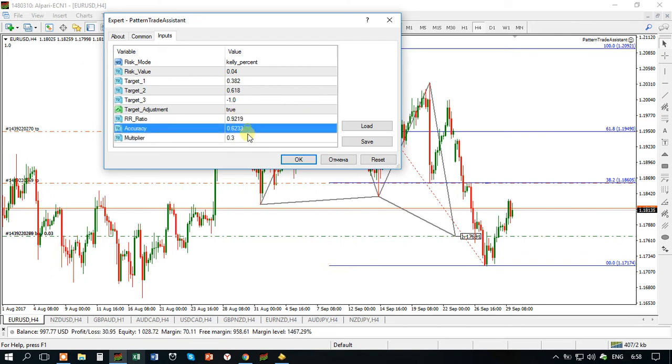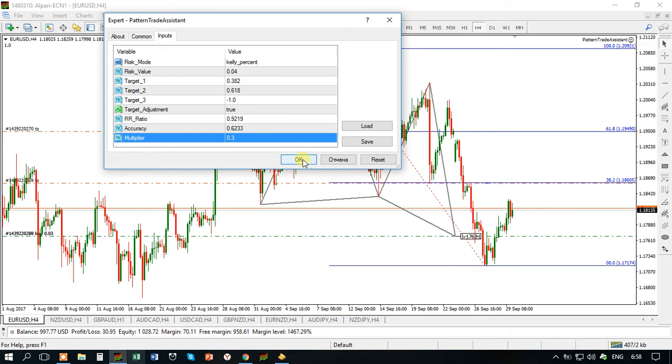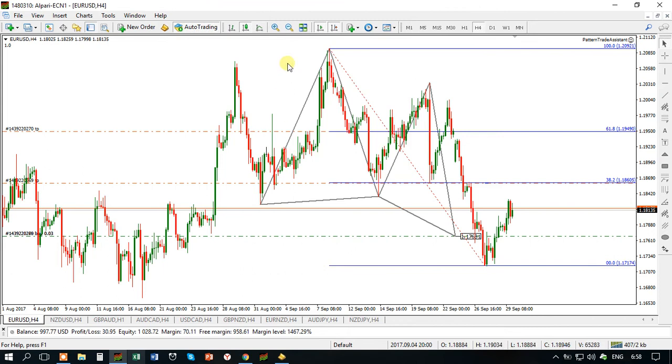So, after I added this to Pattern Trade Assistant, this new Pattern Trade Assistant Kelly% will also be sent to you as an update, so contact me to get it.